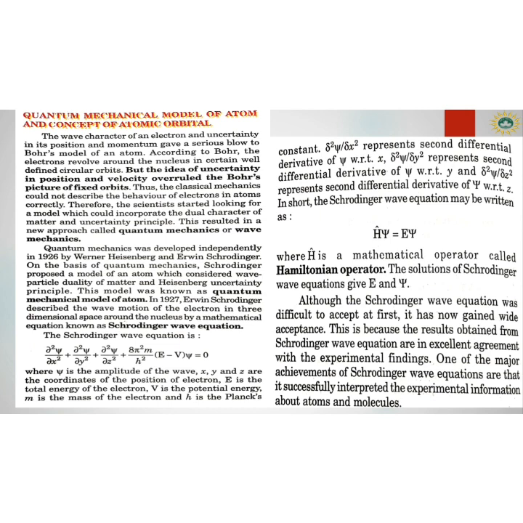The electron will move in three dimensions. So this equation is actually known as Schrödinger wave equation. This wave equation is actually a double differential. You know about the differentiation calculus in mathematics in class 12. So you don't have to know about this formula.